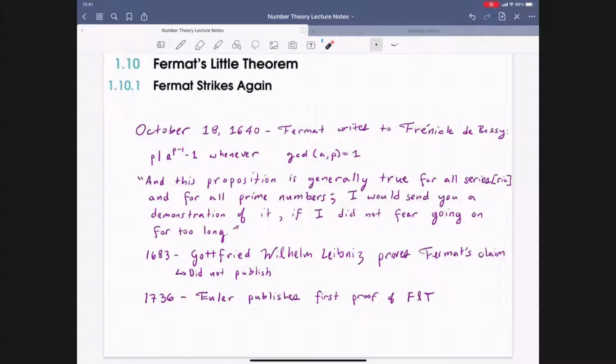But the thing I want you to note is this last sentence, because this is common throughout Fermat's correspondences with mathematicians during his lifetime. He would always say something along the lines of what he's writing here to de Bessy: I would send you a demonstration of it if I did not fear going on for too long. So not only was the margin of his Arithmetica just too narrow, but even the letters he was writing to mathematicians were not enough to contain the proofs that he claimed to have.